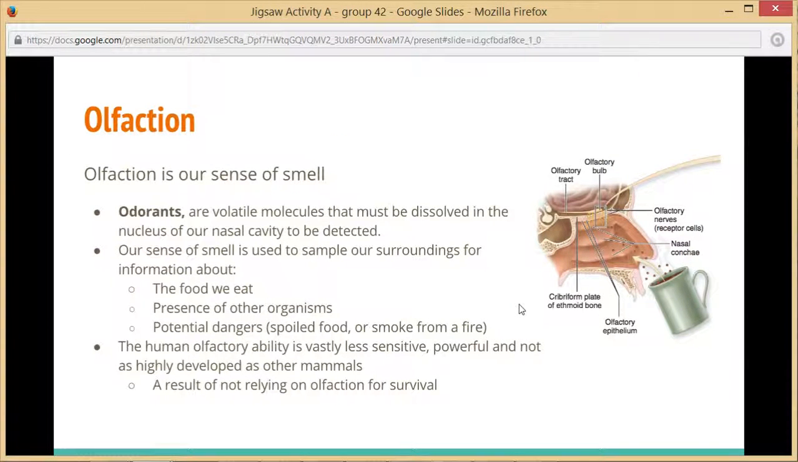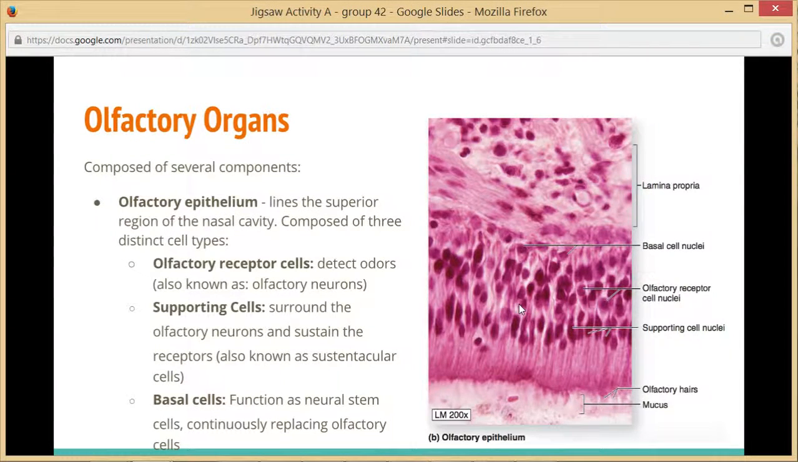Now I'm going to talk about olfaction, which is our sense of smell, and the process functions by odorants, which are volatile molecules entering into the nasal cavity, and these molecules must be dissolved in order to be detected. There are numerous components involved in the olfaction process. These include the olfactory epithelium, which lies in the superior region of the nasal cavity, and the olfactory epithelium is composed of 3 primary cell types: olfactory receptor cells, supporting cells, and basal cells.